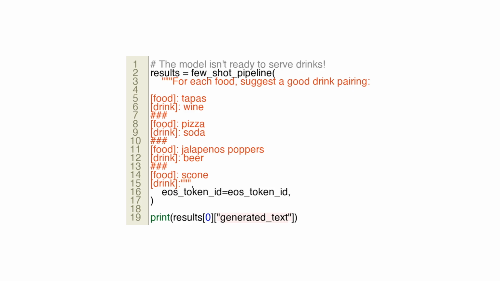This code uses Hugging Face's few-shot pipeline function to generate a list of suggested drink pairings for different types of foods. It prompts the function with different food and drink combinations, using a special token EOS token ID to indicate the end of each input. The generated text that the function outputs is then printed to show the suggested drink pairing for the first food listed, tapas. This model is likely using a pre-trained language model to generate these suggestions based on a large corpus of text.